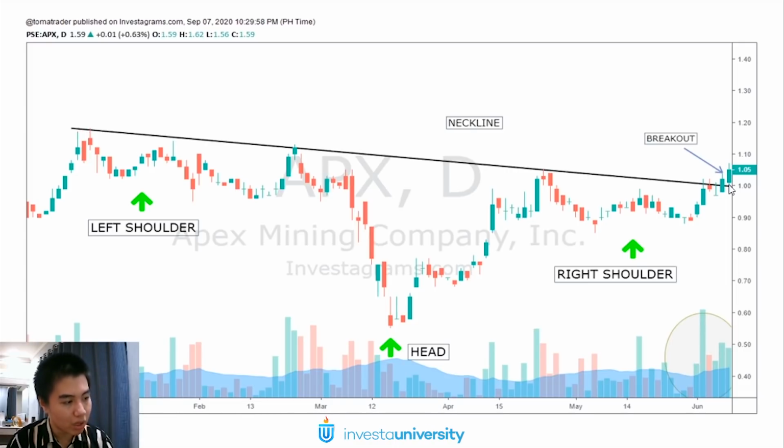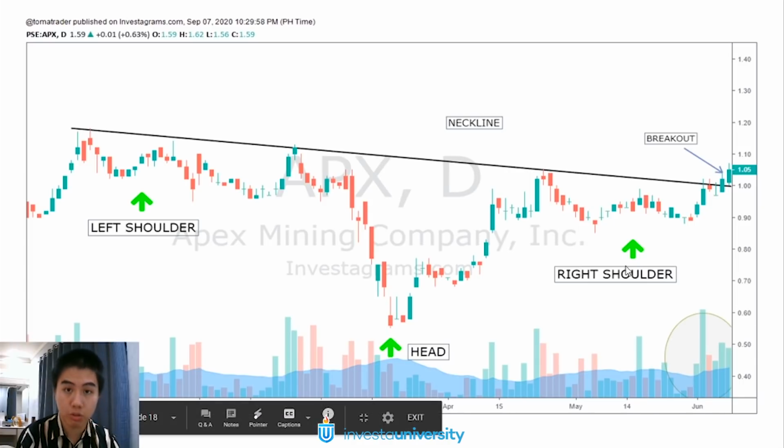And then yun, when it broke out, ito yung buy signal natin. And not only did it break the neckline, it broke the psychological level na isang piso. Remember, whole numbers, mga psych levels yan na very strong levels. Pag nabasag, potential malakas yung move. And then it's also supported by volume.